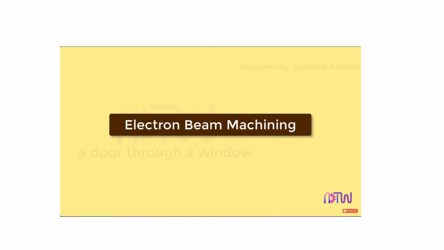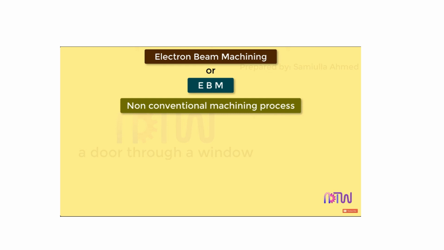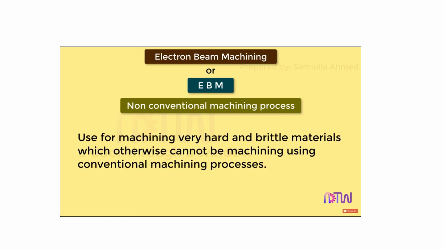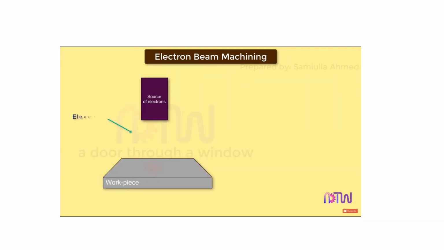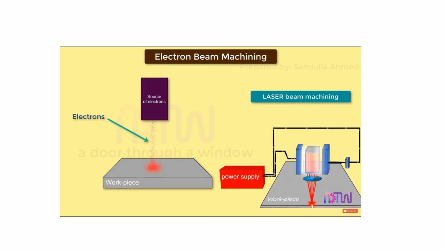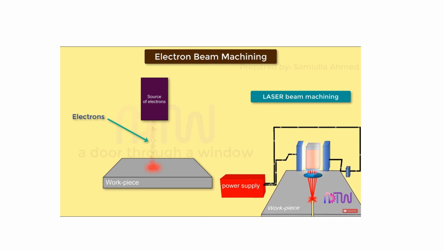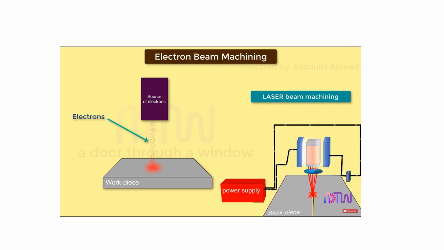Electron beam machining, or EBM, is a non-conventional machining process used for machining of very hard and brittle materials, which otherwise cannot be machined by conventional machining processes. In the electron beam machining process, the kinetic energy of the electron is converted into heat energy by impinging the fast-moving electrons on the workpiece surface. This heat energy evaporates the workpiece surface, similar to the laser beam machining process, where a laser is used in place of the electron beam.